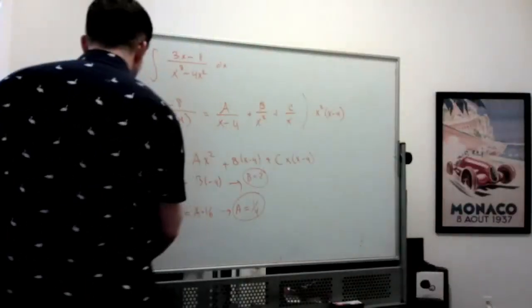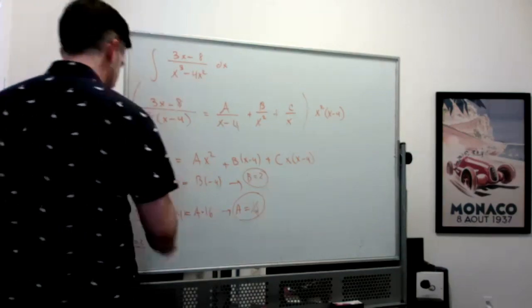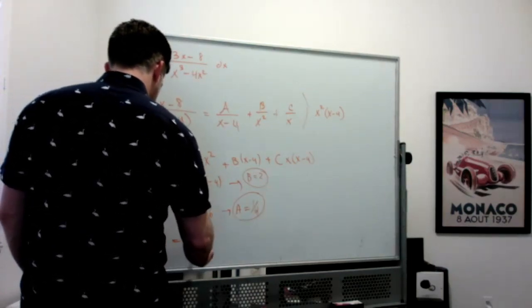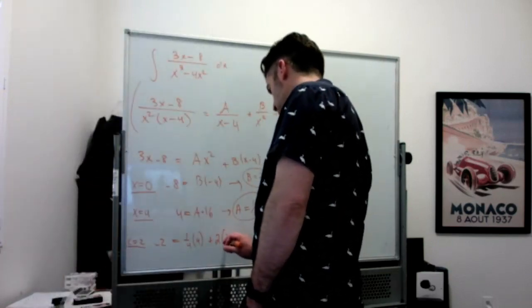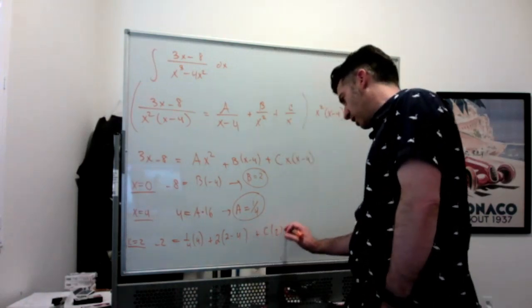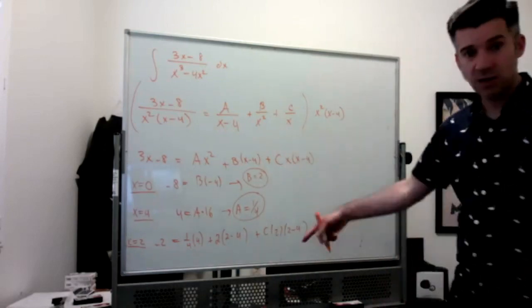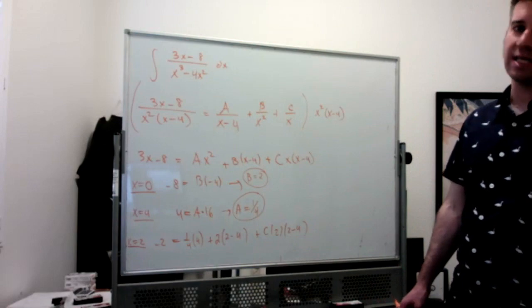So here's one way you can do it. You can pick x equal to 2, and say, okay, 3 times 2 is 6 minus 8 is -2. A is 1/4 times 2 squared plus b is 2 times 2 minus 4 plus c times 2 times 2 minus 4. And then I can solve for c. I don't want to do that. Not because I can't, but because there's an easier way.